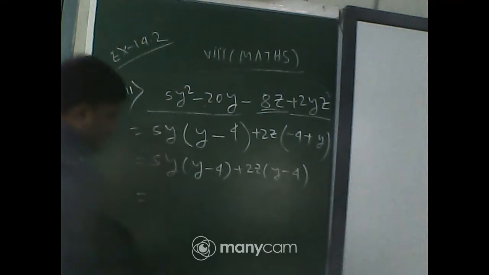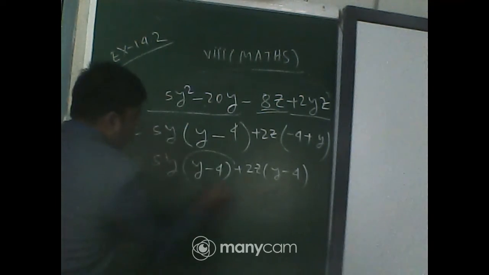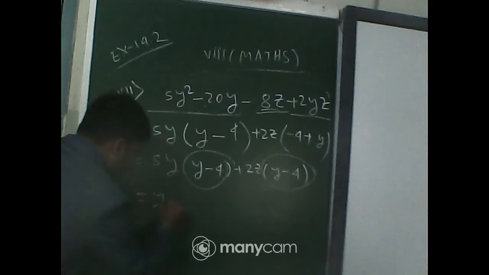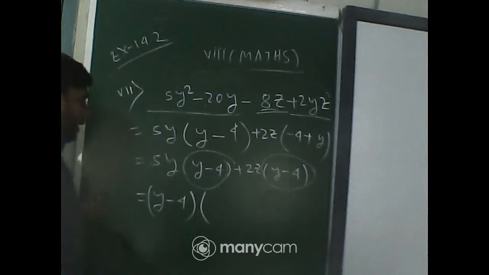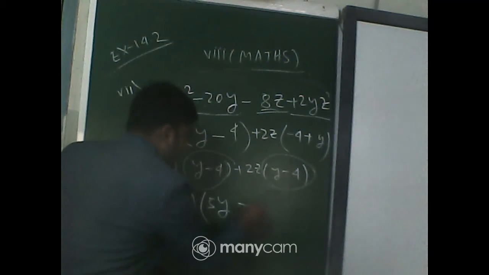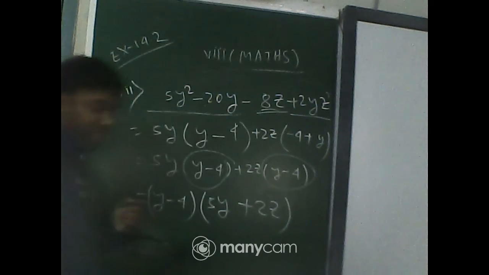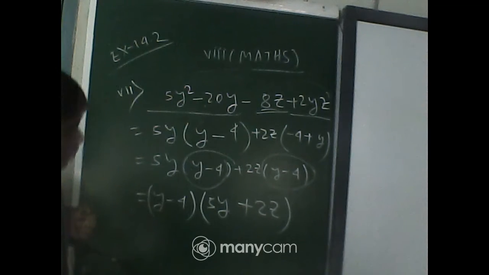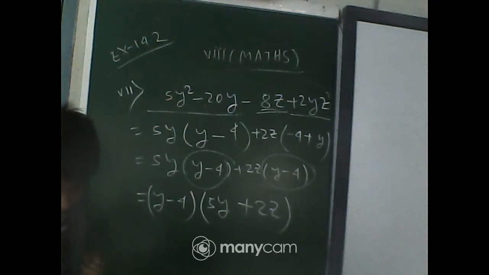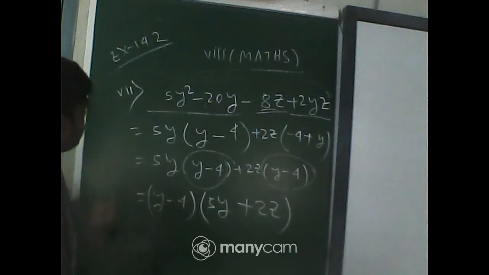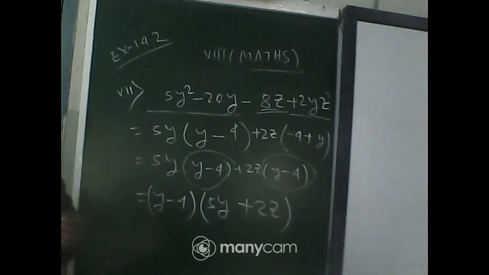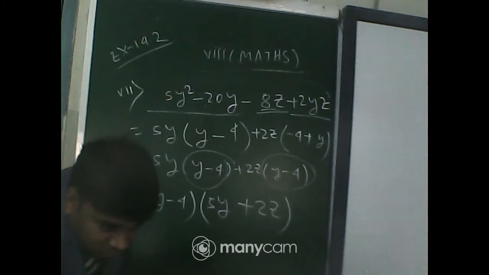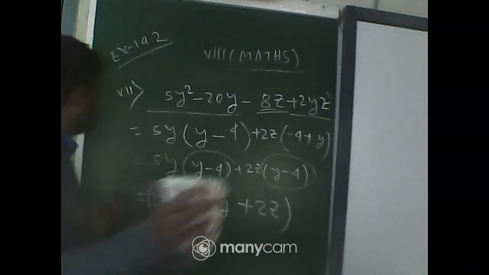From this step, just look at this expression: y minus 4 is the common part. So write y minus 4 here, and then 5y plus 2z. It is the factor form of part 7 of question number 3. I hope it is clear to all of you students. If you have any doubts regarding these sums or any other sums, you can ask me in the e-portal. Okay, next question, that is question number 8.